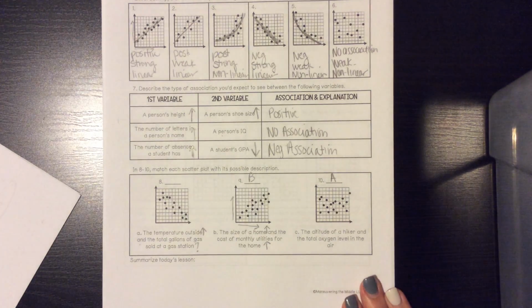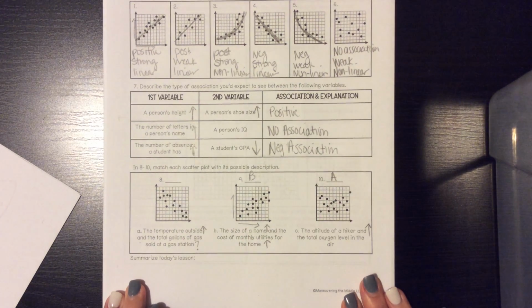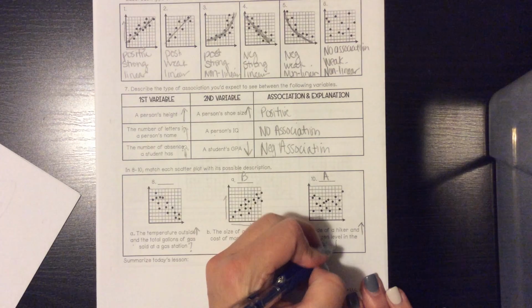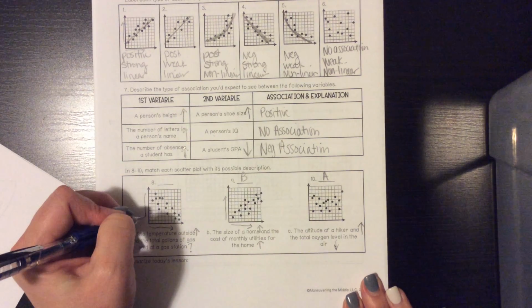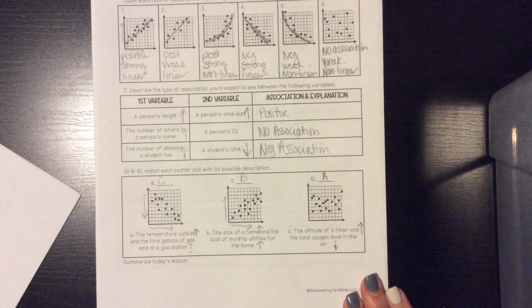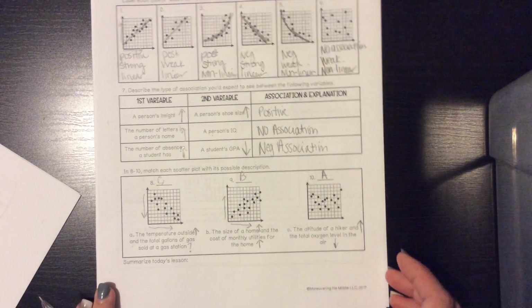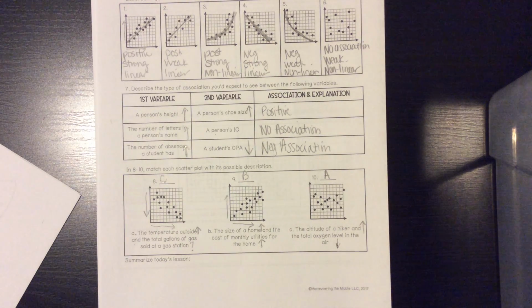The altitude of a hiker, so the higher you go on a mountain, what happens with the oxygen? Less oxygen in the air. So as I'm getting higher on the mountain, the amount of oxygen is dropping, which is terrible. It makes you feel like you're going to suffocate. It's awful. So that's kind of like the main big parts to it.